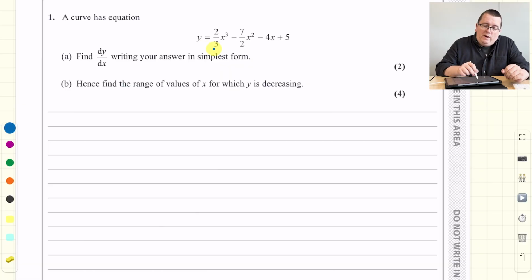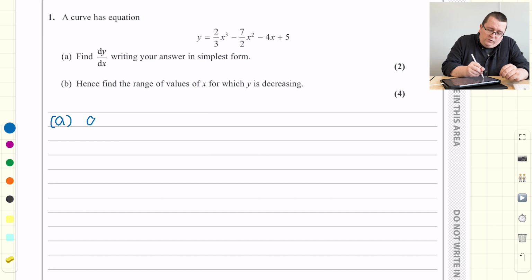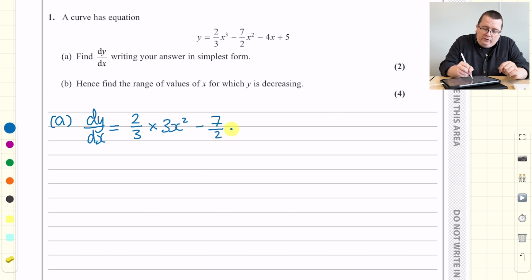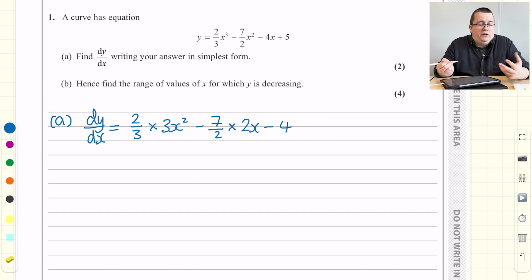A curve has equation y equals 2/3 x cubed, take away 7/2 x squared, take away 4x plus 5. Part A, find dy by dx, writing your answer in simplest form. Okay, so dy by dx is equal to, so the power comes down to the front and we take 1 from the power. So you can leave the 2/3 there first if you like, and then differentiate the x cubed to make 3x squared, and then take away 7/2, and then the x squared differentiates to 2x, and the minus 4x differentiates to minus 4, and the plus 5 differentiates to 0.